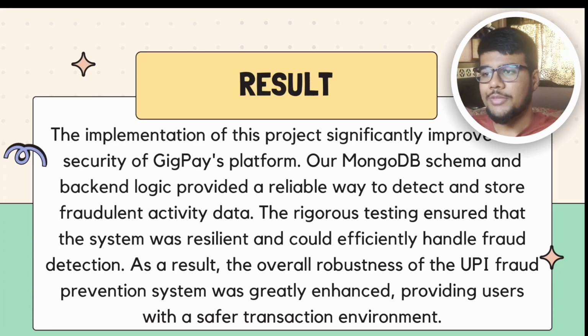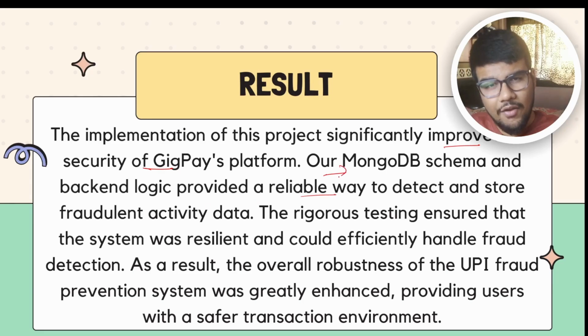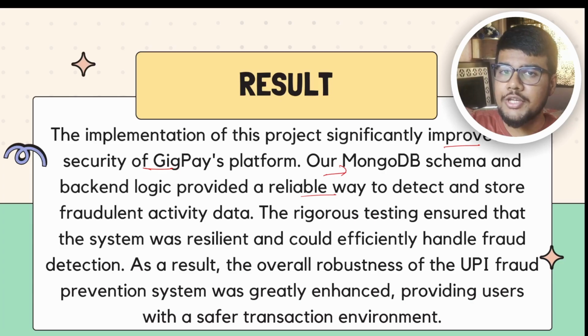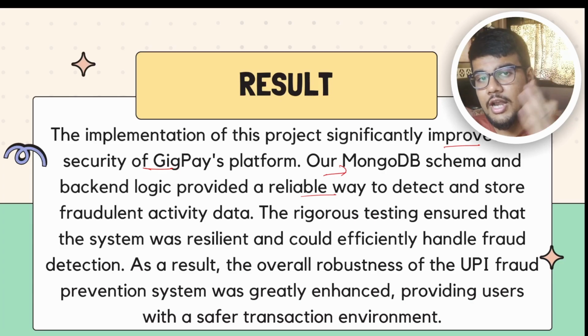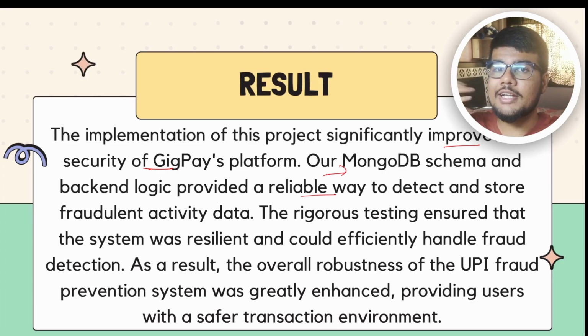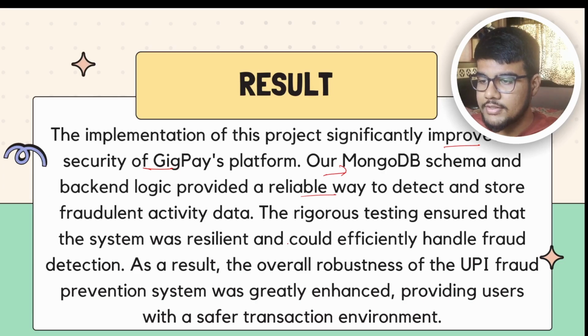Okay, now result. What was the result? The implementation of the project significantly improved the security of the GigPay platform. It is my platform, so I have claimed it will improve the security of my platform. Our MongoDB schema and backend logic provide a reliable way. How have I told reliable? I have justification for each and every keyword that I am using in my project. Reliable, I have used because of my testing procedure, which is thorough testing.